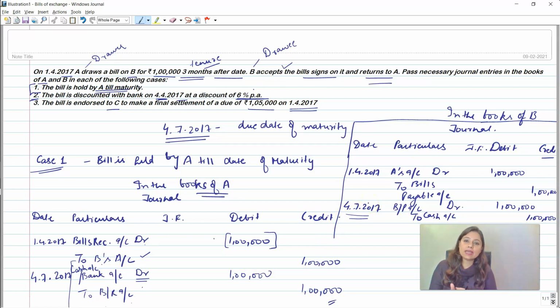This is how you should try and solve your illustration and pass the journal entries, by understanding the conceptual or analytical part behind it, not just simply learning that on the date of maturity this is supposed to happen. Understanding why it is happening is more important, as this will help you in retaining the concept, and solving questions would become much easier once the concept is clear, once you know what the next step should be when a bill has to be created in the books of accounts, or once the payment has been done in the books of accounts of a drawer or a drawee.